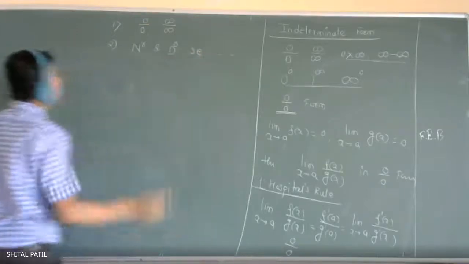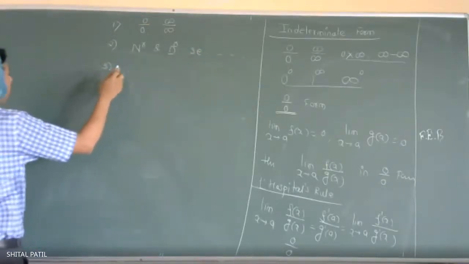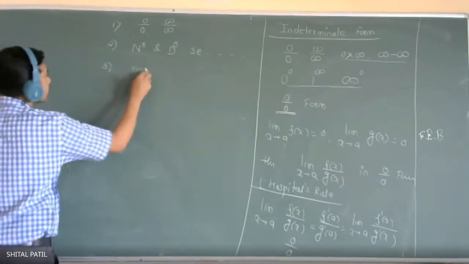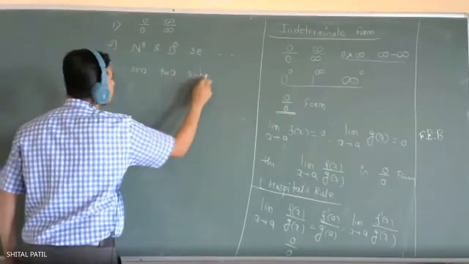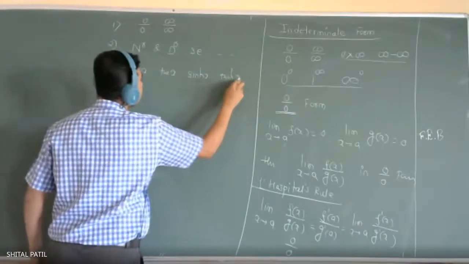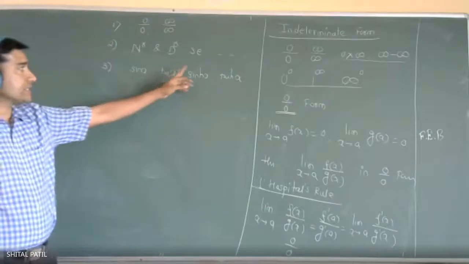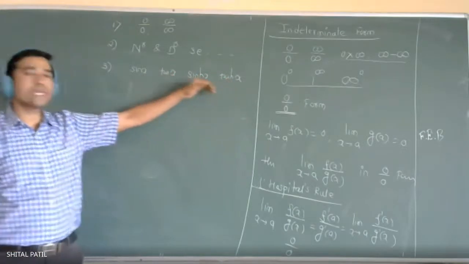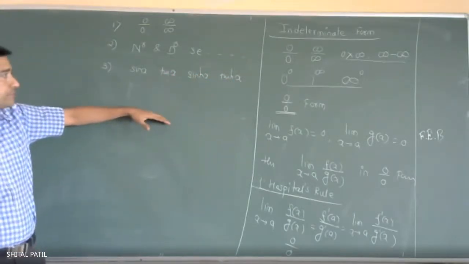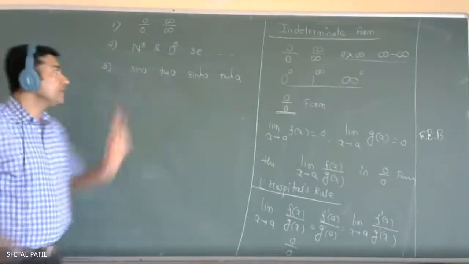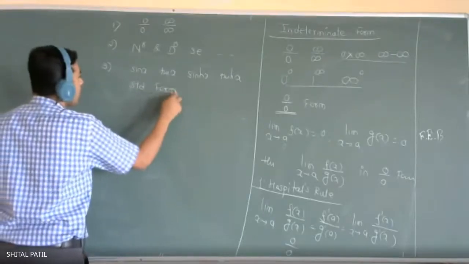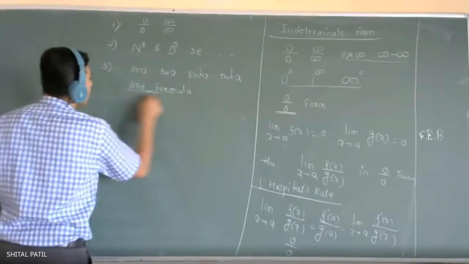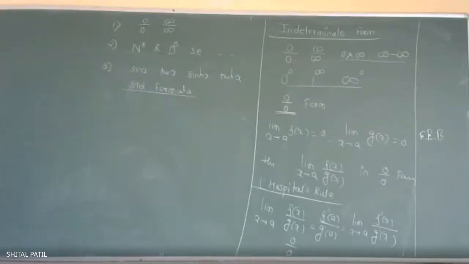Third, whenever sin x, tan x, sin hyperbolic of x, tan hyperbolic of x, and their inverses, sin inverse x, tan inverse x, sin hyperbolic inverse x, tan hyperbolic inverse x, are there in the denominator multiplication, that is multiplication of the remaining terms, then we have to use the standard formula and remove them. Why to remove them and how to remove them, we will understand during the exam. Time permitting, we will continue with the standard formulas.